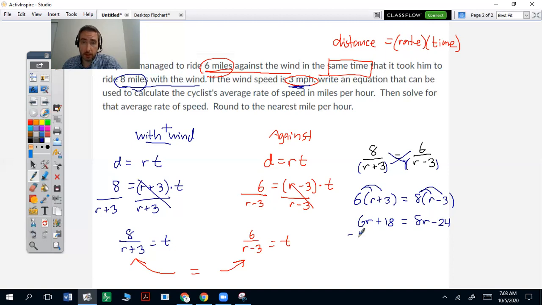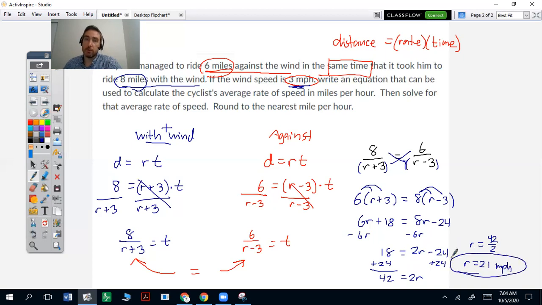And I'm going to subtract 6r from both sides. So that's going to be 18 equals 2r minus 24. And add the 24. And 18 plus 24 is 42. So if I divide that by 2, the average rate is going to be 21 miles per hour. So 21 miles per hour is the average rate for this cyclist.